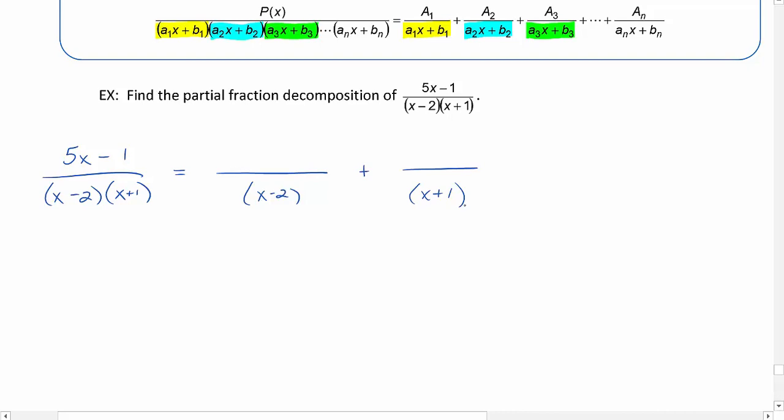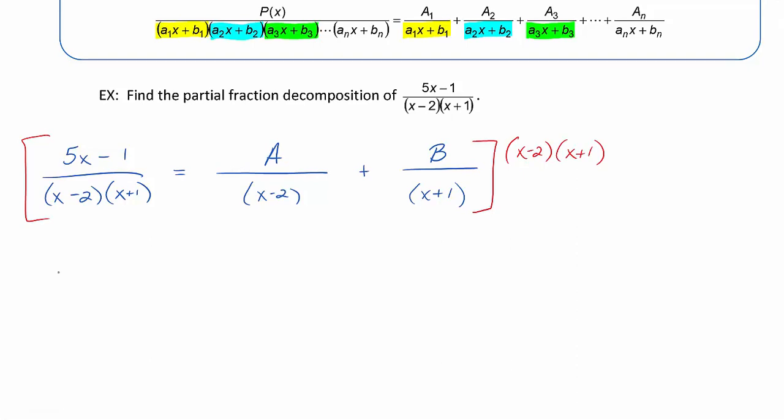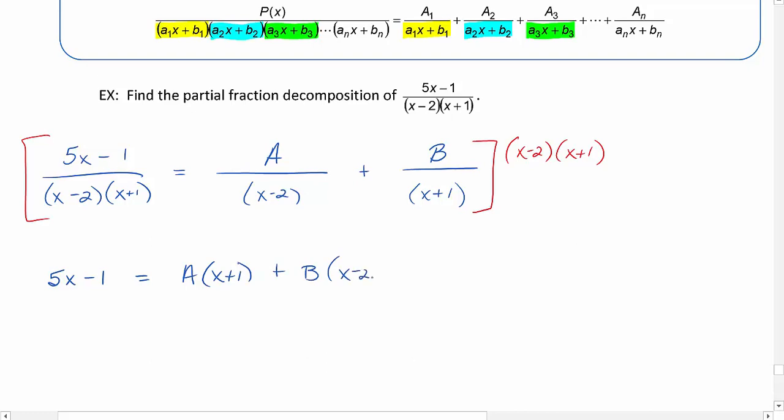Since our denominators are linear, our numerators have to be a lesser degree. They have to be a constant. So I'm going to use A and B. It's important that you use different variables because we don't necessarily know that those numbers are exactly the same. More than likely, they're going to be different. Once we get it set up, now we want to multiply both sides of our equation by the LCD. And the LCD is always going to be the original denominator. So make sure that you distribute this into each one of our fractions. When we do this and cancel denominators, we're going to be left with 5x minus 1 equals A times x plus 1 plus B times x minus 2.